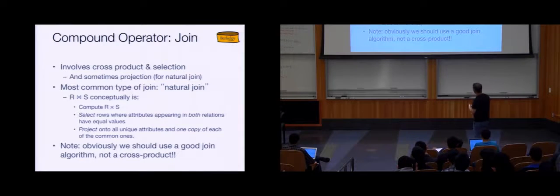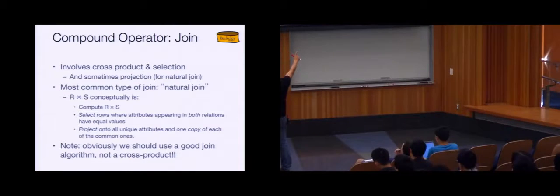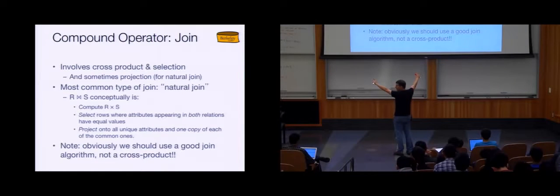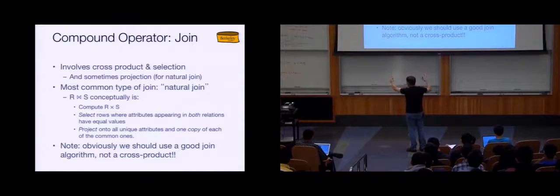And then we're not going to keep, because we're matching SID here equals SID there, there's no point having two SID columns in the output. They're going to have the same value, so we can drop one of them. So we're going to project onto only unique attributes with one copy of the common attributes.